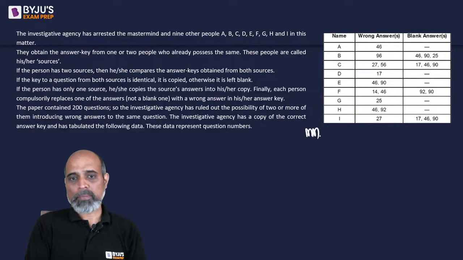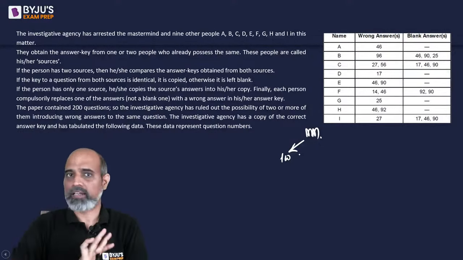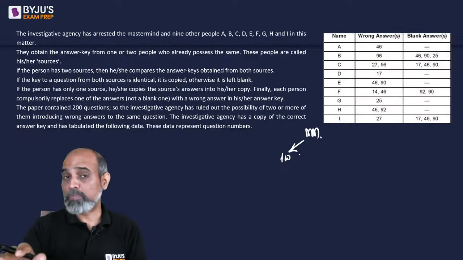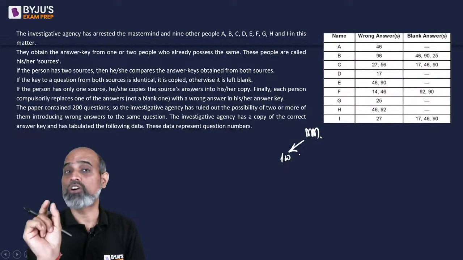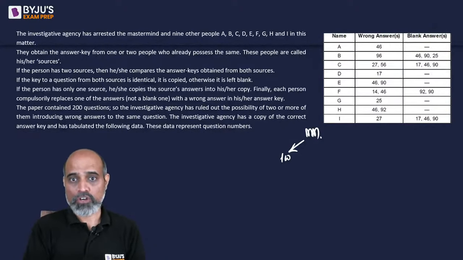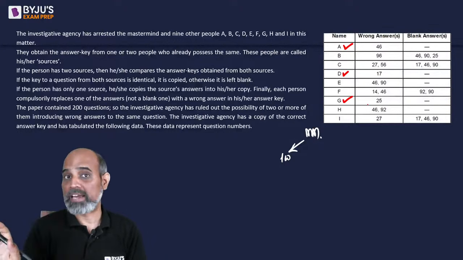So there is going to be a mastermind. Okay. So whoever copies from mastermind, whoever that person is, he is going to have 1 wrong. केवल एक wrong, no blank, nothing. एक अपने मन से गलत कर रहा होगा. So we will go to those people where we find only 1 wrong answer and blank एक भी नहीं है. So what we will find is A is that guy, D is that guy, and G is that guy, such that there are only 1 wrong answers and there are no blank answers.